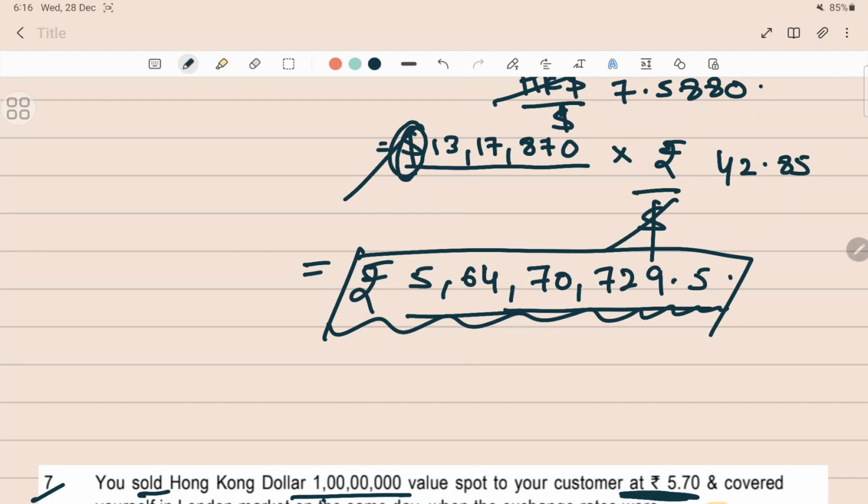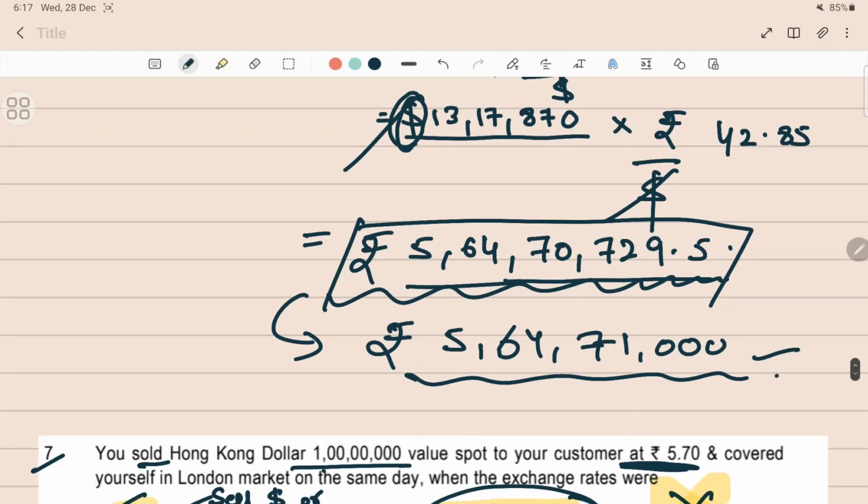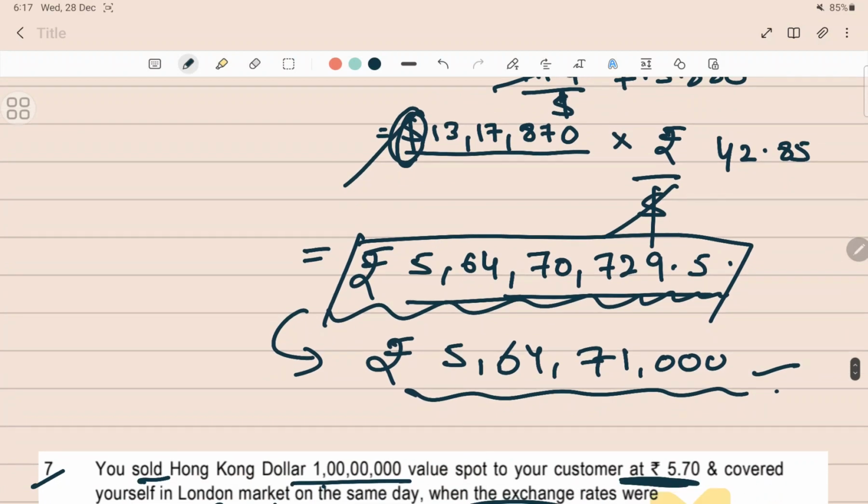Now in the study material, what they've done is they've rounded off. So I'm taking that number. I think the difference is rupees 270. The amount is rupees 5,64,71,000. This is the round off. Okay, let's take this amount. It's a minor difference. So basically this is the rupee paid to cover the transaction.